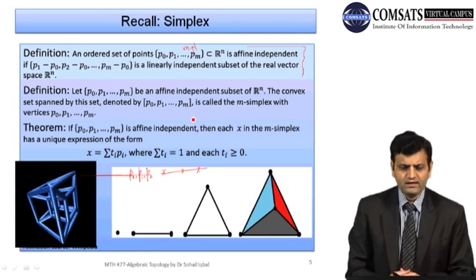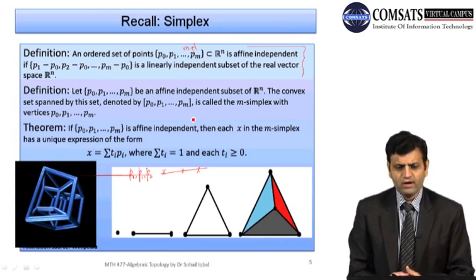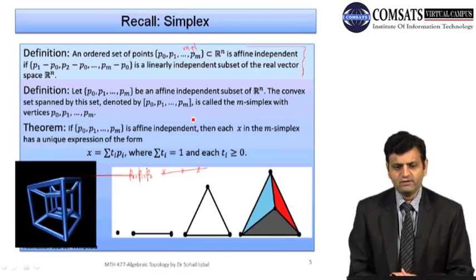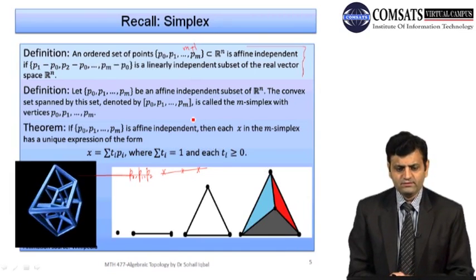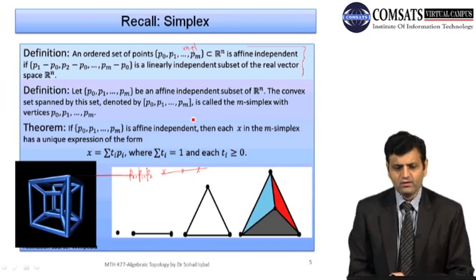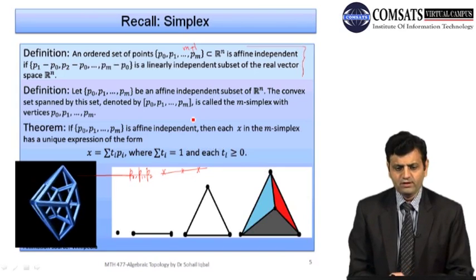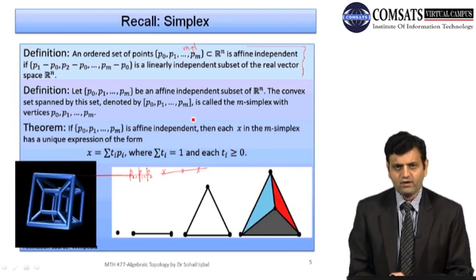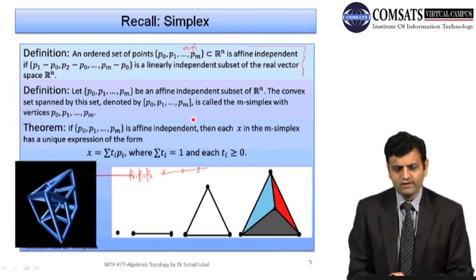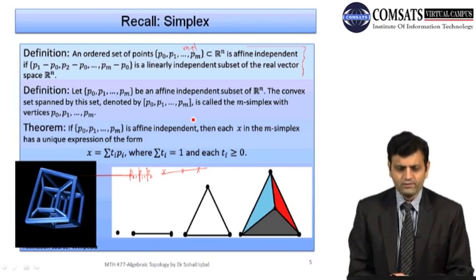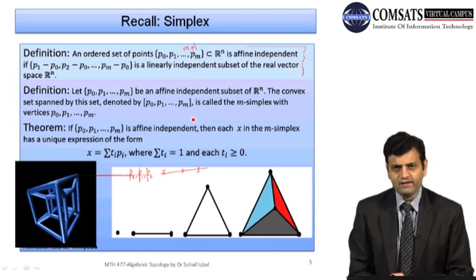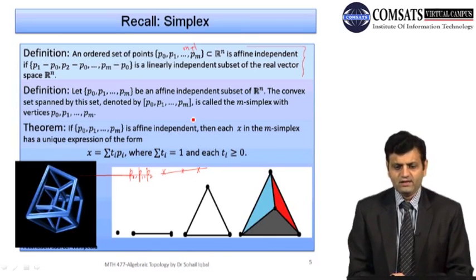And of course it is a set of points in n-dimensional space. Consider this set of vectors of Rn, p0, p1 up to pm. So this is a set of vectors of Rn as well. If this set of vectors is linearly independent, then of course this set is affine independent as well. But the converse is not true.